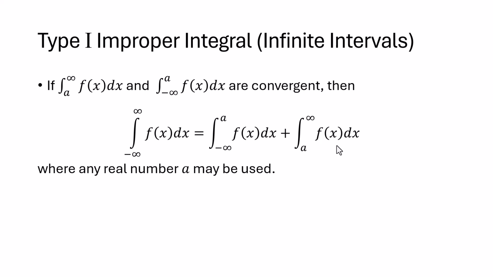Remember, one of the properties of definite integrals is that I can pick a point somewhere inside the interval a to b where I can sum up the individual pieces of the integrals. We can do the same thing with improper integrals, provided that we know that we are able to split them up into convergent pieces. If either one of these integrals is divergent, then we cannot evaluate the improper integral from negative infinity to infinity. That will also be divergent.